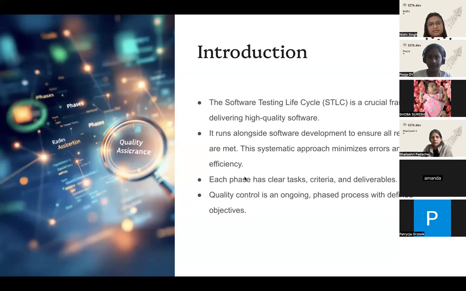Each phase of STLC has clear tasks, criteria, and deliverables, and it tells us that quality is an ongoing phased process with a defined objective. Every step has a defined objective. Every step is giving us a defined deliverable. So in this session, we'll walk through each phase of STLC and look at the deliverables, what we are going to expect from each phase, and also how we track the bugs and what the life cycle of the bug is.